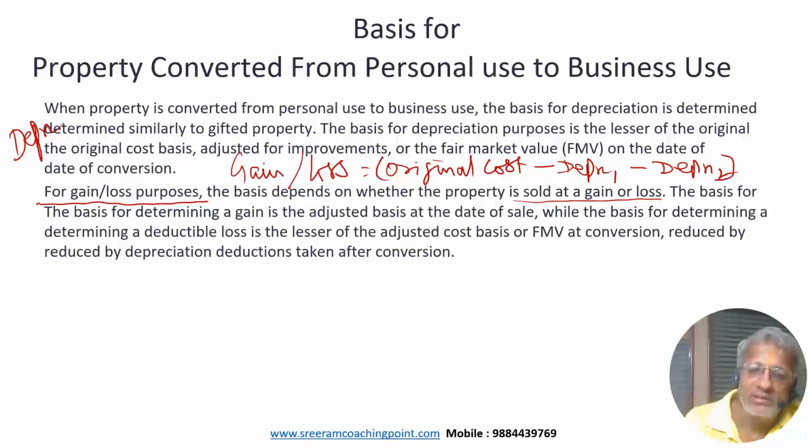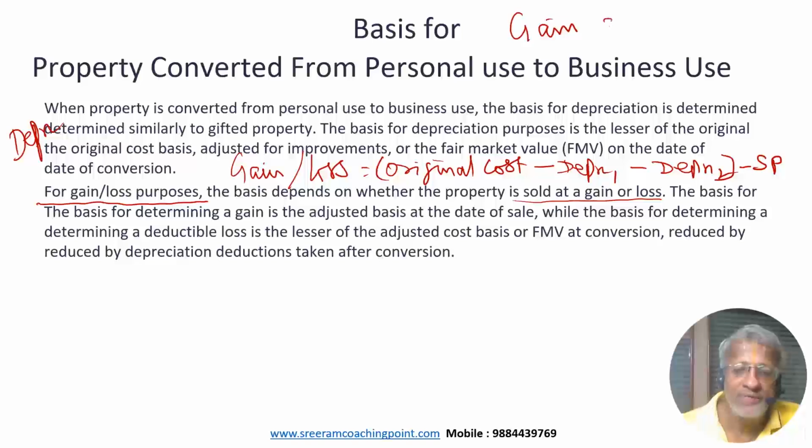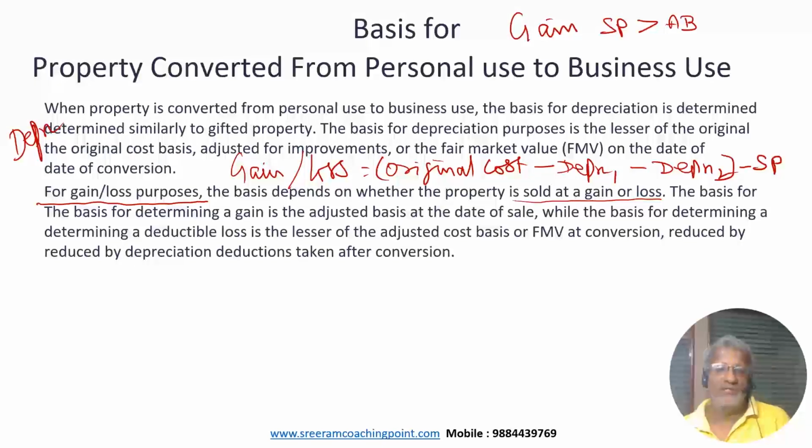So this is going to be the base. This has got to be compared with the selling price. So original cost minus depreciation 1 minus depreciation 2, compared with the selling price: if it results in gain, where the selling price is greater than the adjusted basis, for this we do have a basis.